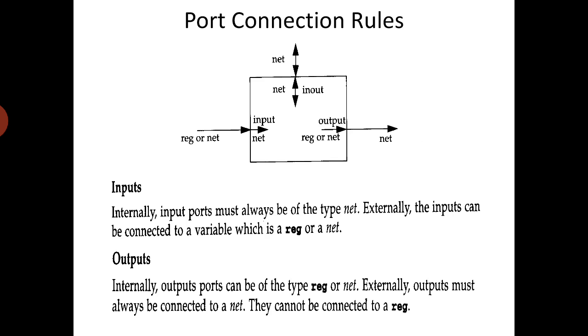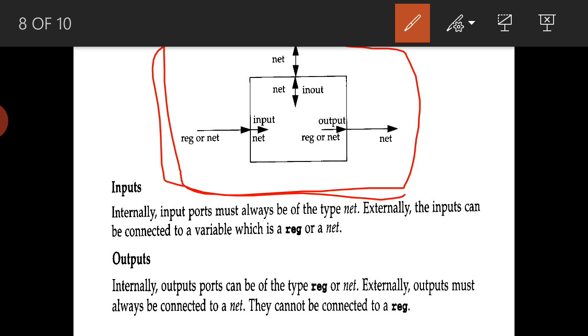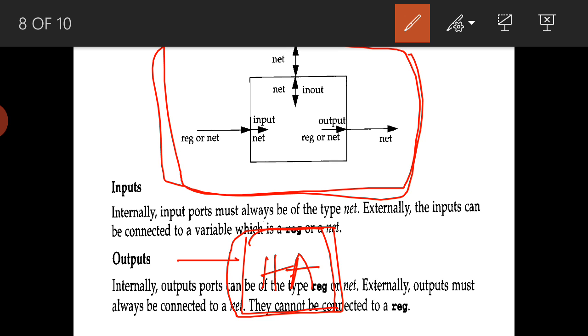The port connection rules are a diagram we need to always keep in mind. What it says is, suppose we are writing one module, like a half adder. For this module I have two inputs, A and B, and two outputs, sum and carry.